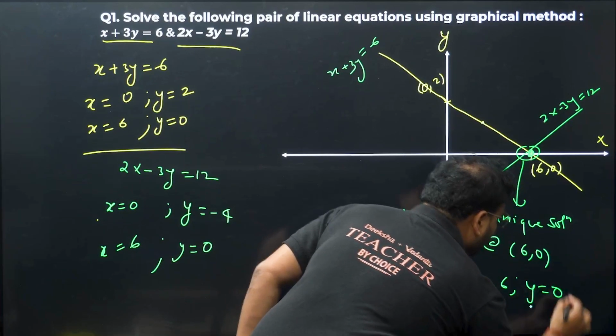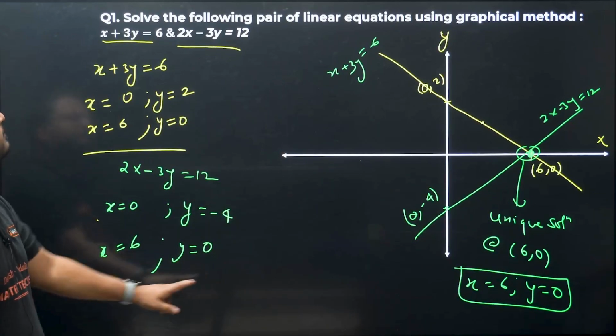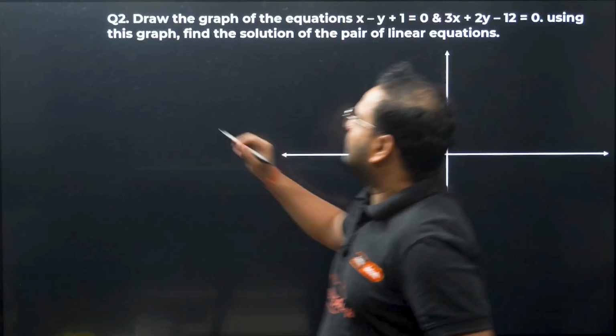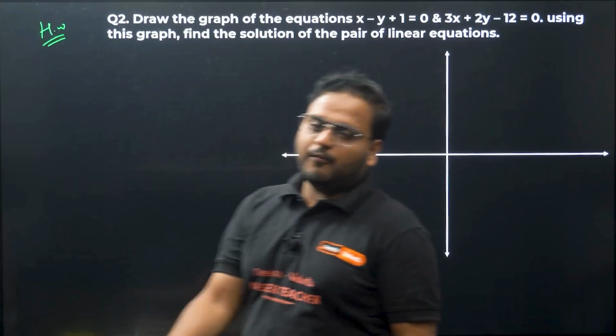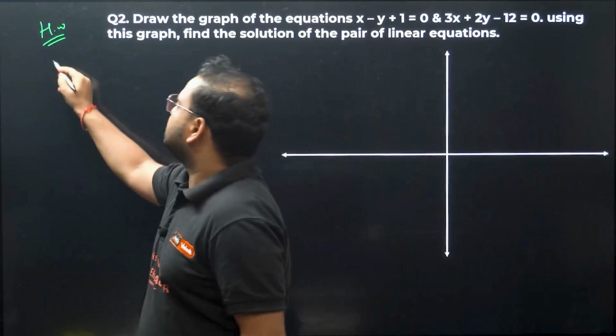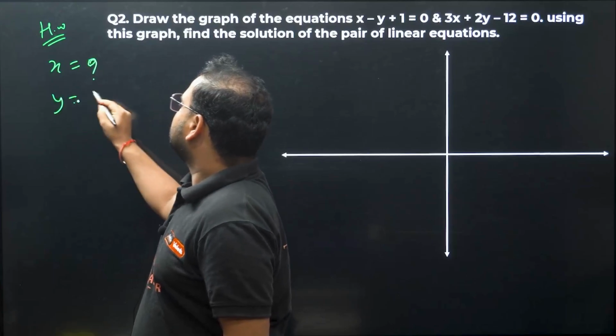That's the solution of your given pair of linear equations that we found using the graphical method. Okay, superb, very simple. Now this you want to try. I'm just taking another question over here, but this is your homework. I want the answer from you. You have to tell me what the result is: what is x equal to and what is y equal to.